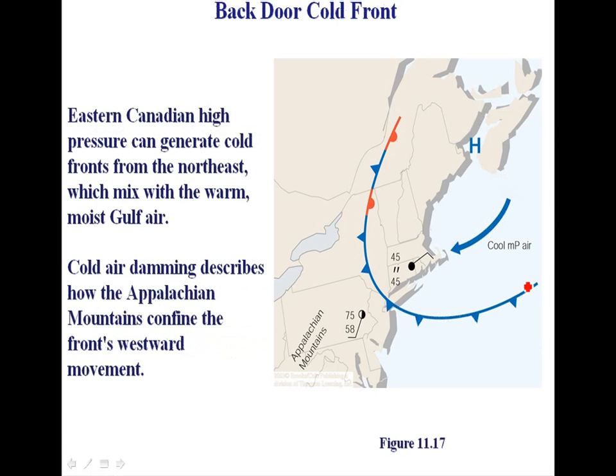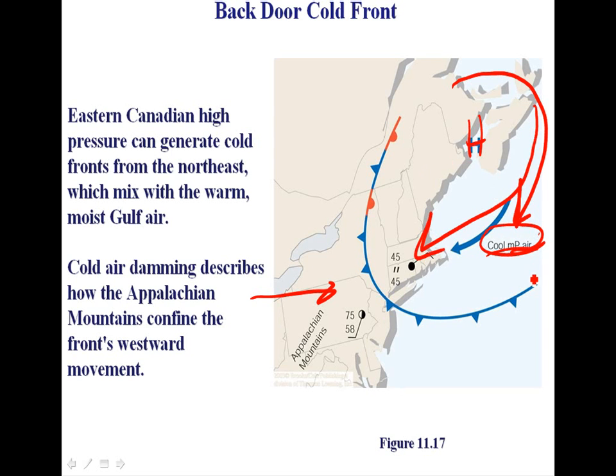Another type of front, which we call a backdoor front. Now, this is interesting because typically most fronts move west to east or left to right. But in this particular case, if we have high pressure sitting off the coast of Maine, we have cold maritime polar air. Again, maritime means the source region is out over water. Polar means it's cold. We can bring in cold air, a cold front, coming in from Canada, moving to the southwest. Now, this does not happen very often, but it can happen on occasions.